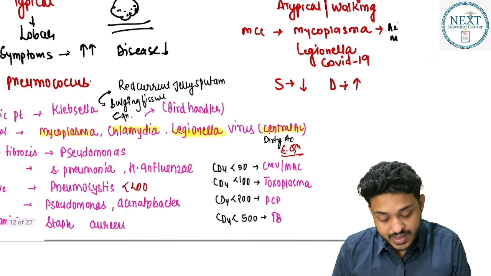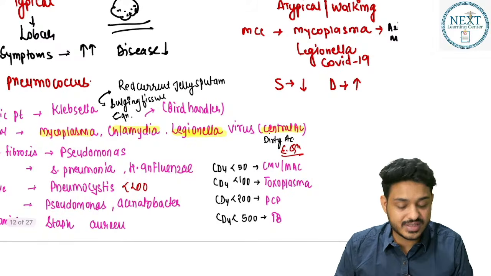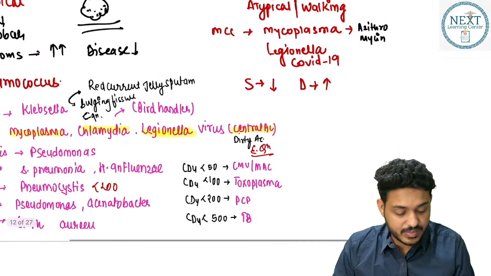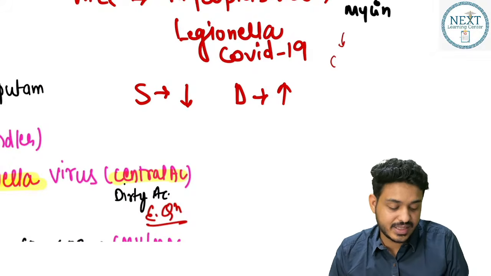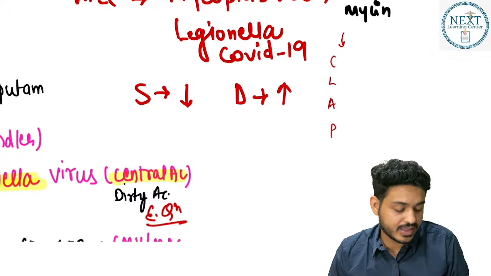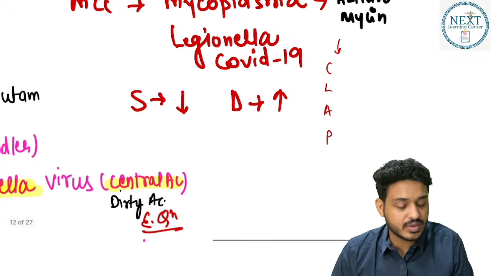Red currant jelly stool is seen in intussusception. And in fact, you can also remember this set of information: azithromycin is the drug of choice in 4 cases. What are the 4 cases where the drug of choice is azithromycin?